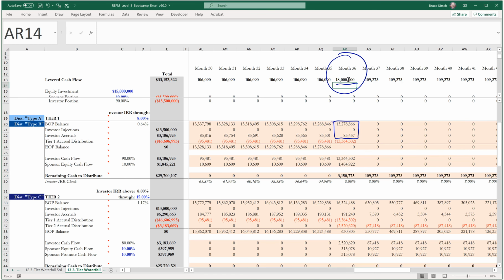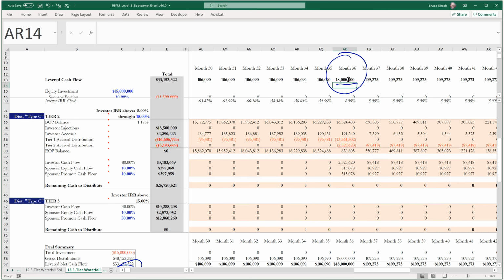Well, if that's the case, then in that month, month 36, that 8% IRR will have been achieved, and we're on to tier 2 distributions from month 36 forward.